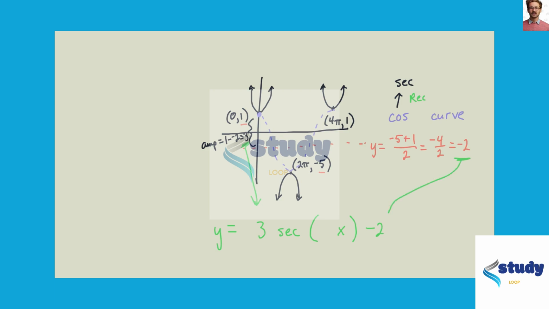This number dictated there. The last thing I need is the period, which is going from consecutive mins or consecutive maxes. So the period is equal to 4 pi, which is different than what we typically do. So the number that goes here is 2 pi divided by the period. Well, those pi's will cancel out, and 2 over 4 reduces to 1/2. So that's the answer I would come up with, and it should be correct.